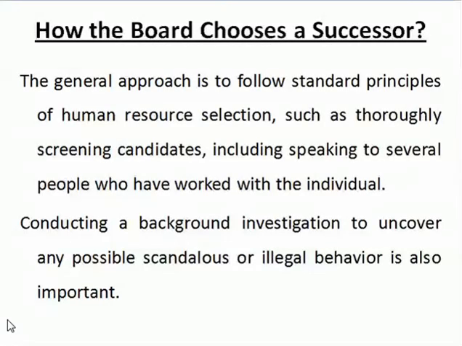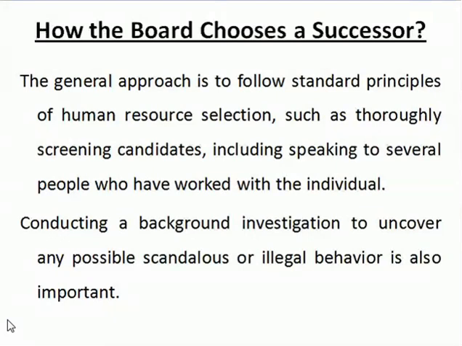So when we talk about how the board chooses a successor, this is a very general approach, formally taken in the organization by some group of people in top management who have the responsibility of identifying a leader, or a successor.